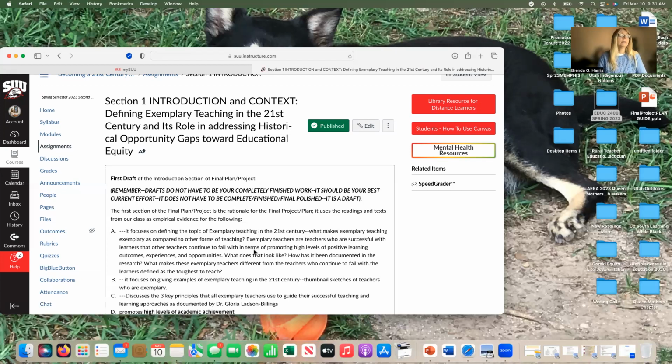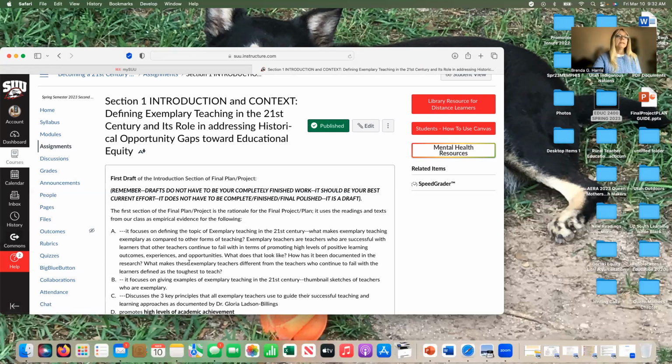We're reading more about that. So that's going to be key in this first introduction, talking about the introduction to exemplary teaching in the 21st century and the context of it. It's not something that just comes out of nowhere. Why are some teachers exemplary and some teachers are not? So we're going to define that. What does it look like? How has it been documented in the research? Again, our readings in the module, I did not choose any reading that wasn't research-based or any video that wasn't research-based.